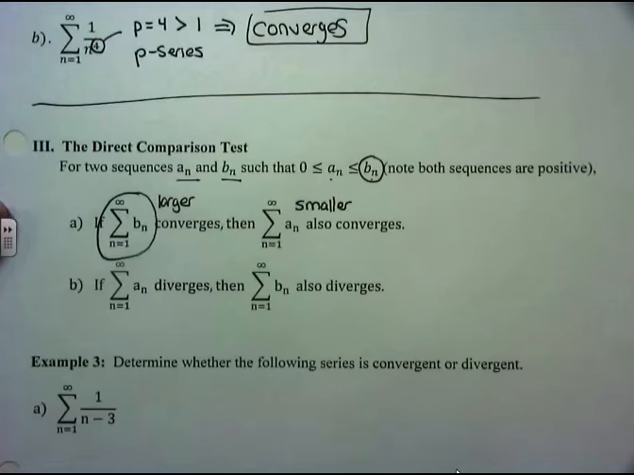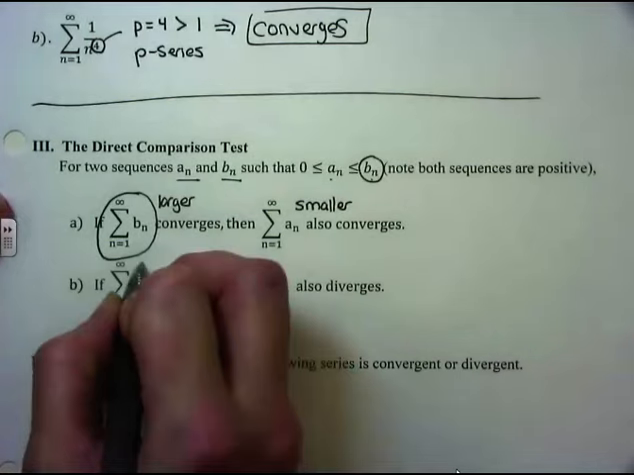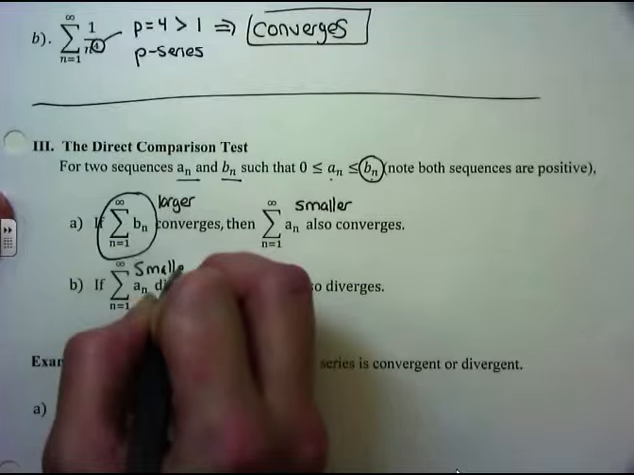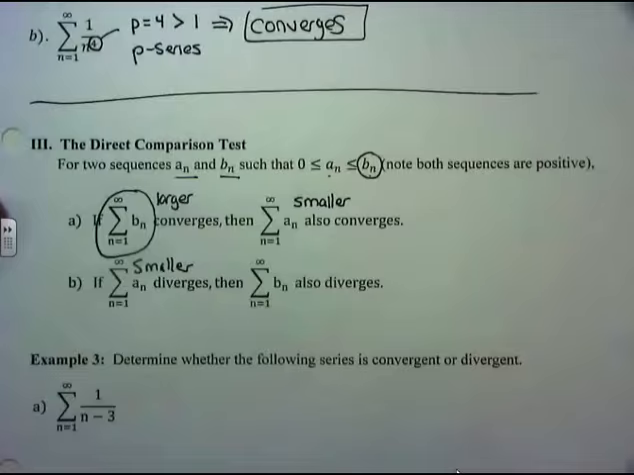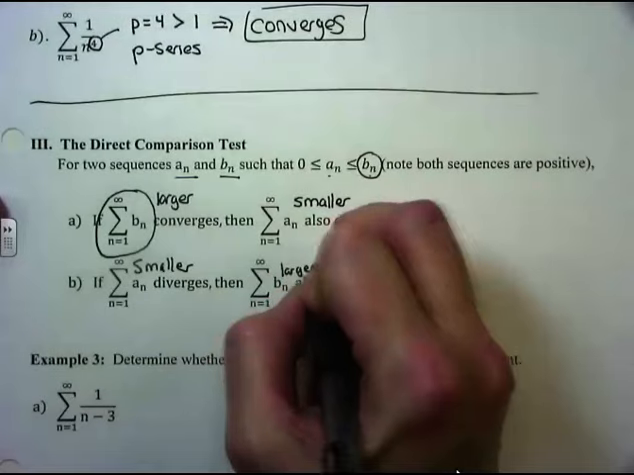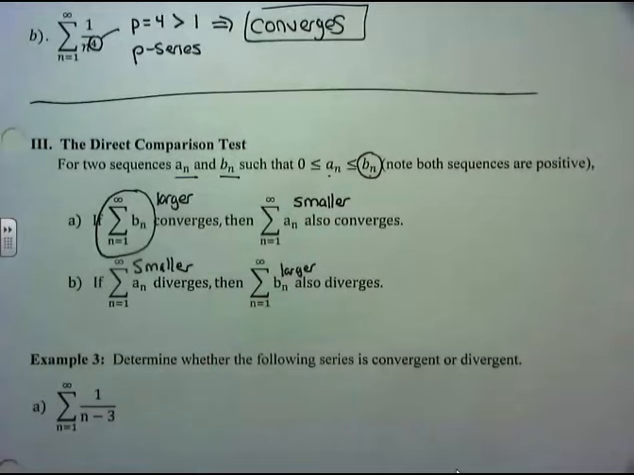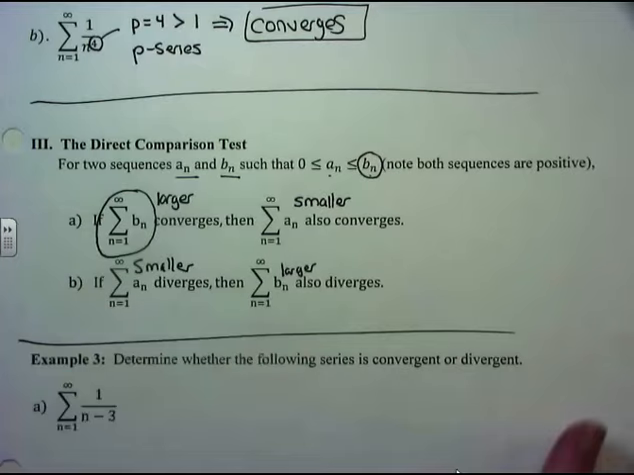If you can show that the series of the smaller sequence diverges, then you get that the series of the larger sequence also diverges. Right? And these ideas actually follow the ones we saw for the comparison theorems dealing with integrals. All right. Let's look at an example.